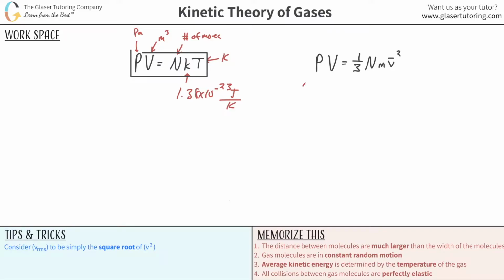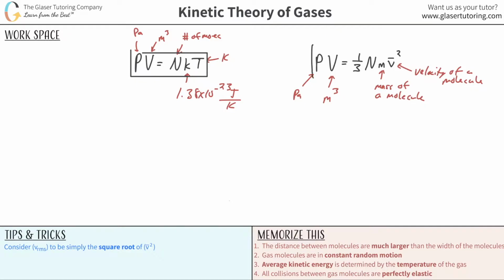Again, pressure is in Pascals, volume is in cubic meters, and we know what N represents; that's the same thing as before. m is the mass of a single molecule, and v represents the velocity of a molecule in the gaseous mixture.